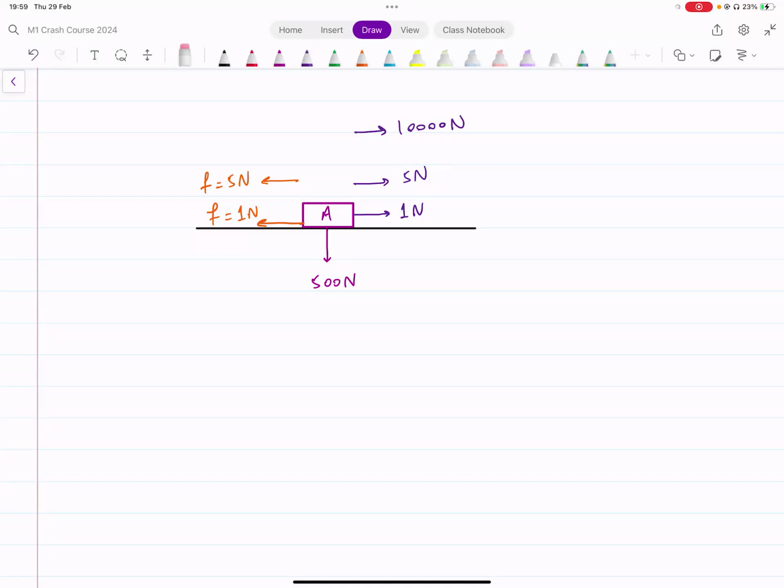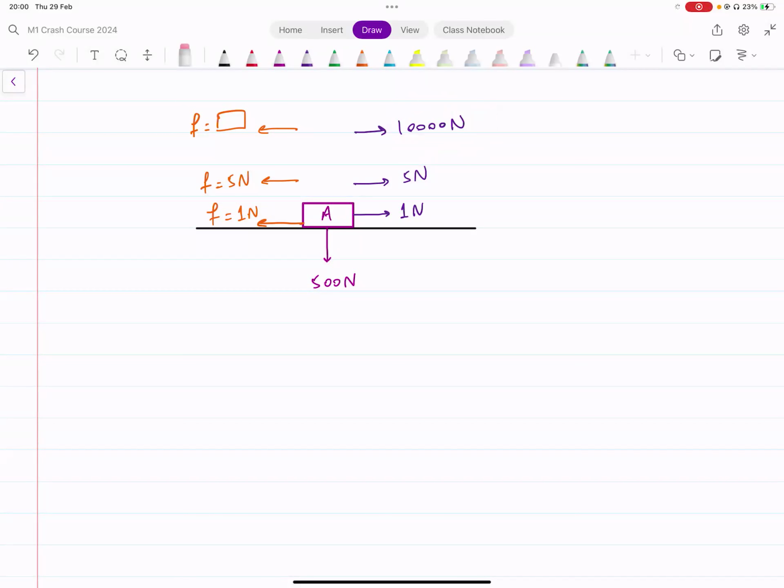Now, how is that happening? 5 Newton was being countered by friction, but if it starts moving when you apply a force of 10,000 Newton, that means the friction between the surface and the object is not able to counter the 10,000 Newton anymore, because now it's too much. The 10,000 Newton force that you're applying is a bit too much for the friction to counter. So now the object starts moving.